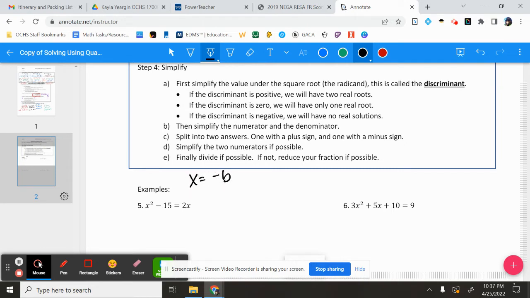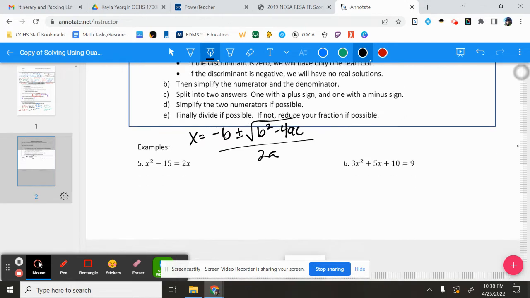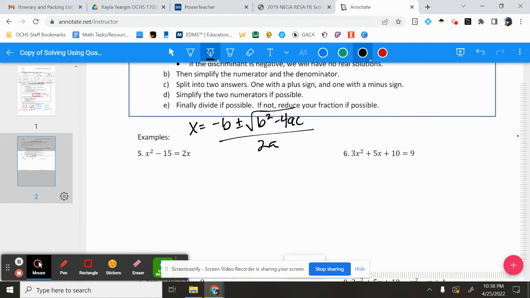So x equals negative b plus or minus the square root of b squared minus 4ac all over 2a. And it's very important that we remember this negative b at the beginning of the problem, and inside the radical it is b squared. So let's go through the process together. For number 5, x squared minus 15 equals 2x. Does this problem equal 0? No, it doesn't. It equals 2x.